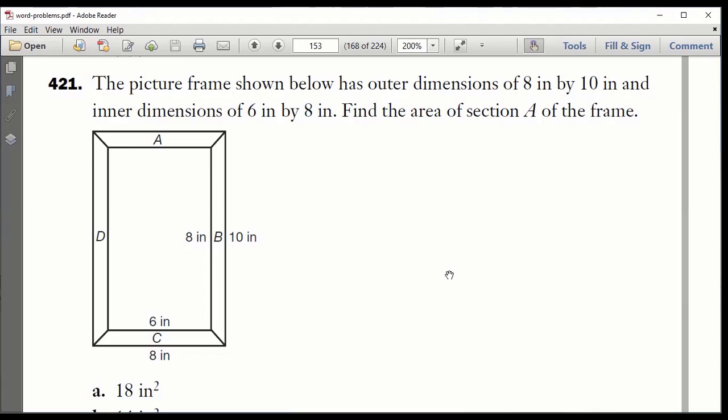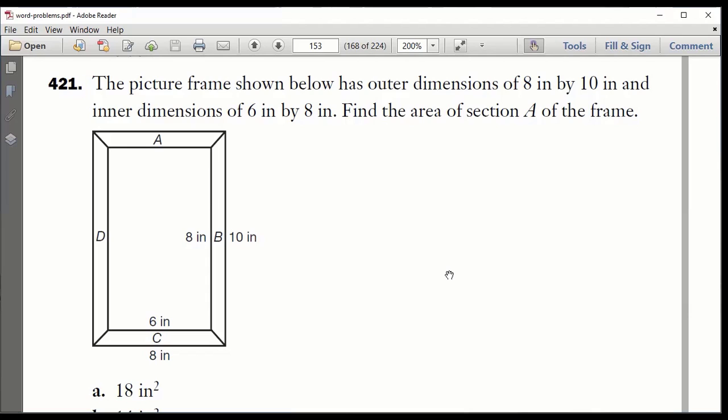Saksham, read the full question. The picture frame shown below has outer dimensions of 8 inch by 10 inches and inner dimensions of 6 inches by 8 inches. Find the area of section A of the frame. So the question is we have to find the area of section A of the frame only.